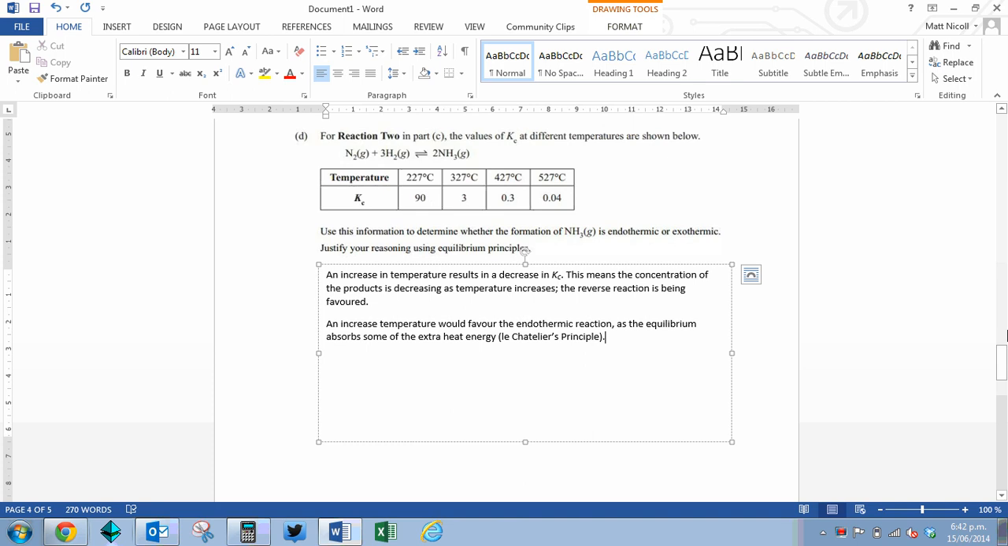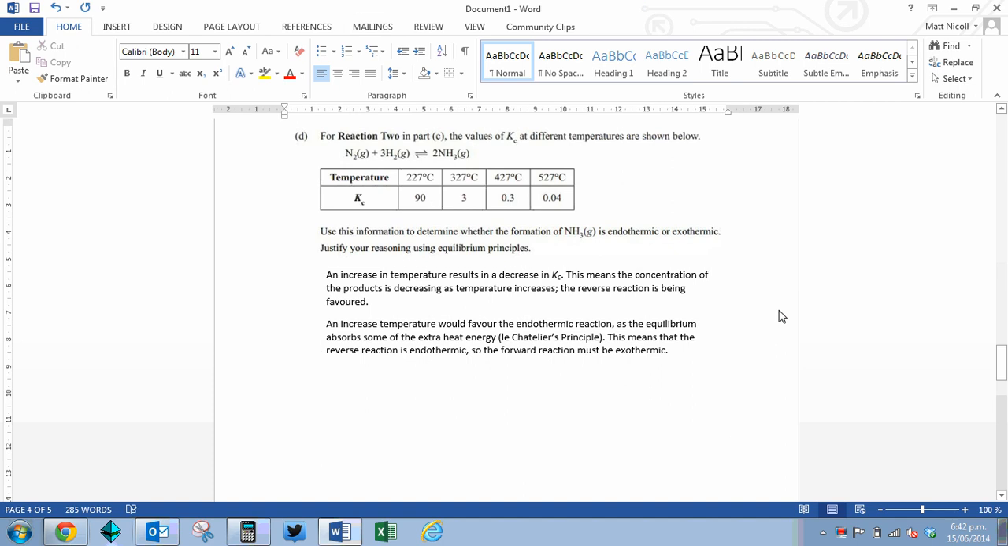Alright, this means that the reverse reaction is endothermic, so the forward reaction must be exothermic. Right, this question here is more about your thinking than how well discussed your answer is. It's a justification, just give the reasons, but because you have to think it through, that's why it's going to be worth a contribution towards excellence.